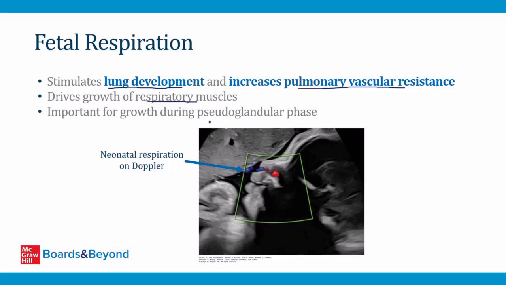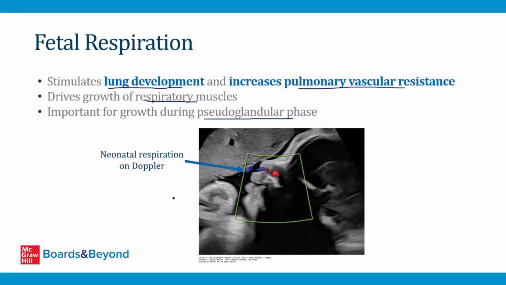And it's very important for growth of lung tissue during the pseudoglandular phase. This is the phase of lung development we talked about earlier. It's where there's lots of branching of the bronchi going on, and you need fluid movement in and out of the lungs to drive that phase. And you can actually see this on prenatal ultrasounds.